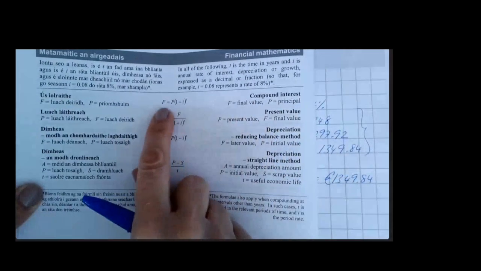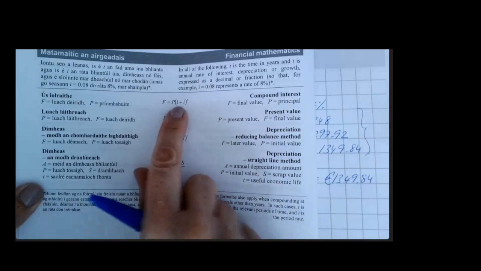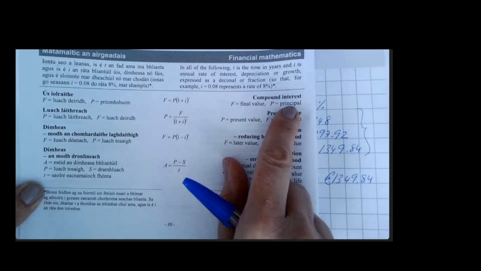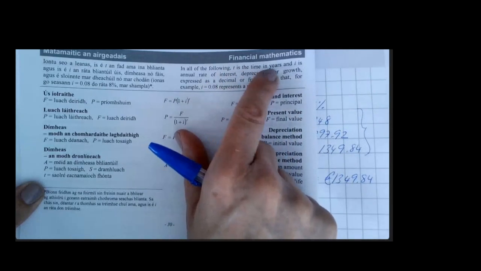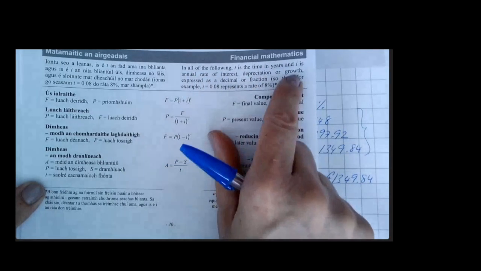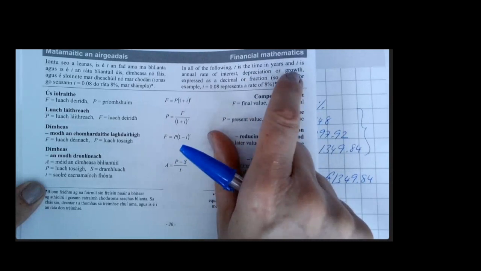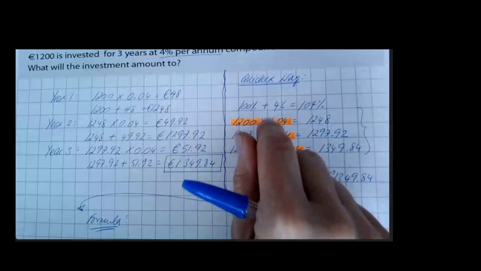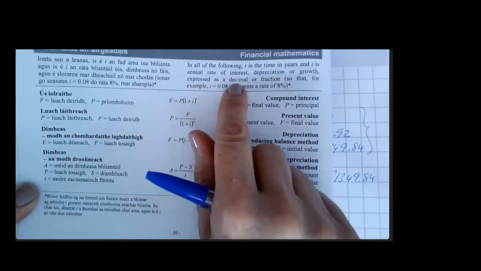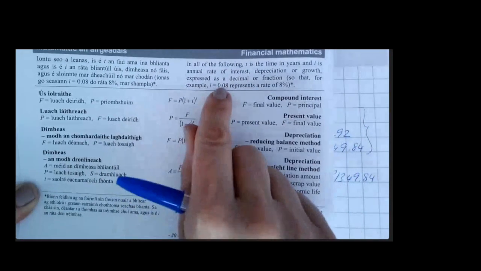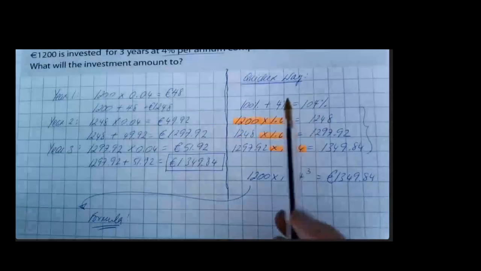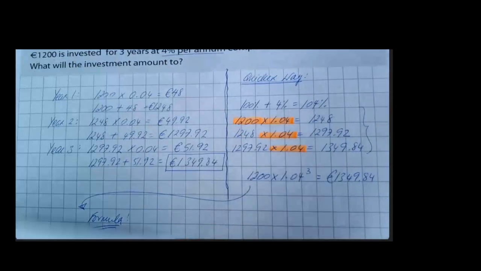Compound interest here. This is the formula here, where F is the final value and P is the principal. Principal means starting value. Now just have a little look up here. T is the time in years. I is the annual rate of interest, depreciation or growth. So that means it could be a percentage decrease or increase. In our case, with the interest questions like this, it's always percentage increase. But the I is expressed as a decimal. So for example, 8% needs to be put in as 0.08 for the I. So just watch out for that, okay? You're always doing the decimal, like we did here, the decimal version of the percentage, okay?